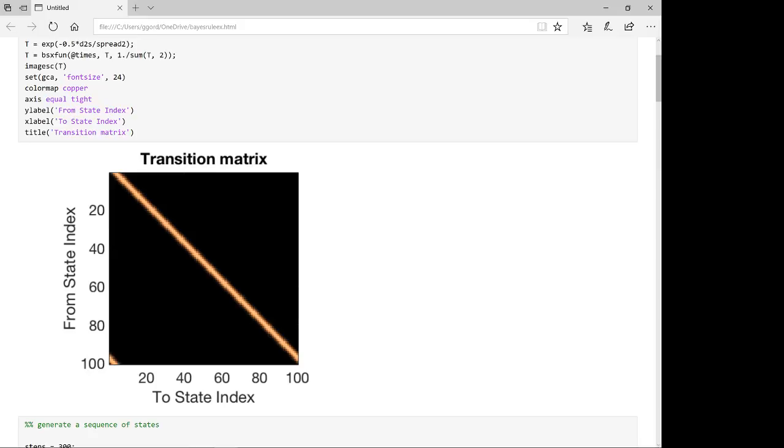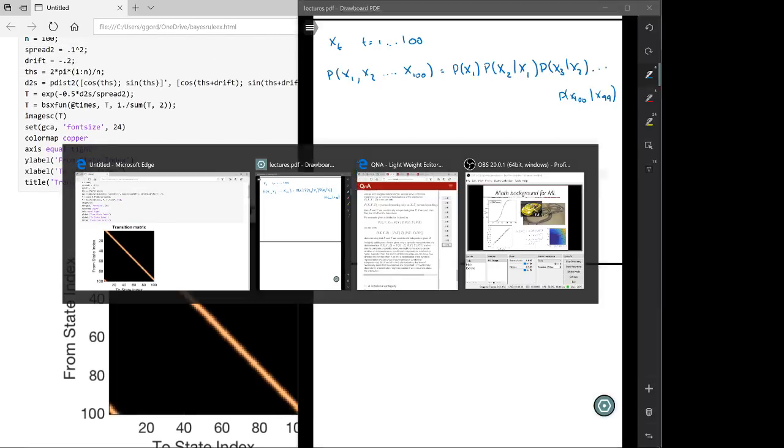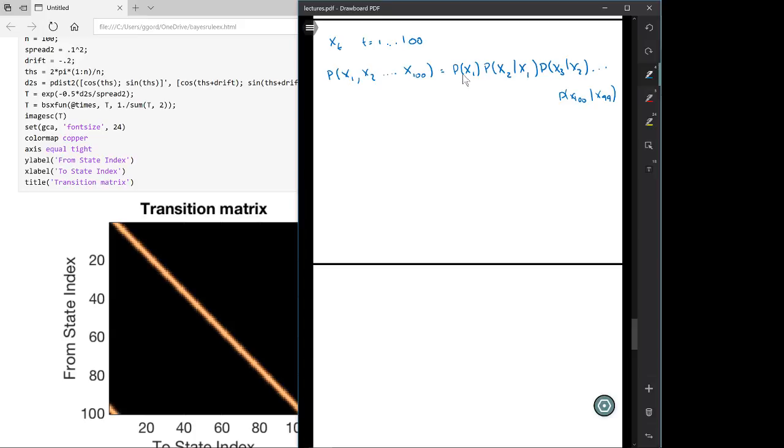To keep things simple, here we had the distribution p of x1, p of x2 given x1, p of x3 given x2. So these ones, the p of x2 given x1 and p of x3 given x2, these are all the same. And p of x1 is just going to be uniform.